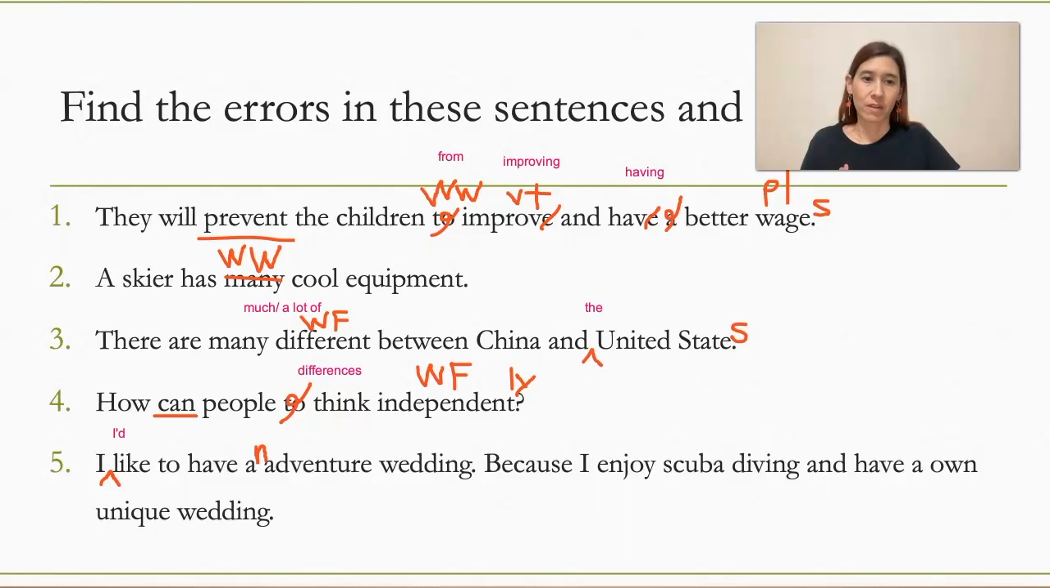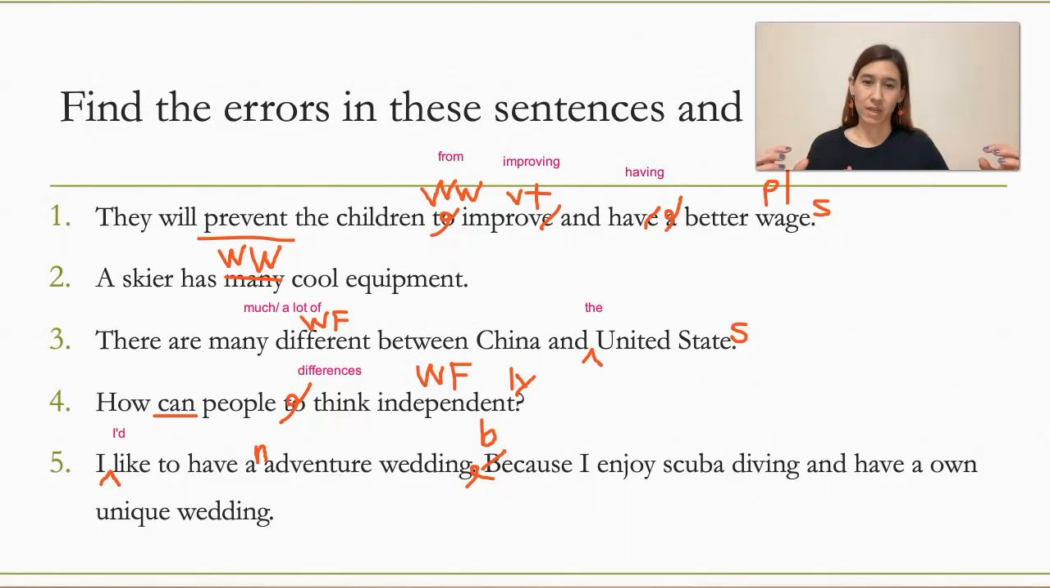Because I enjoy scuba diving, and this last part is actually not a complete sentence. When you add because here, now this is what we call a dependent clause. It's not a complete sentence. It needs to be added onto an independent clause or a complete sentence. So there's a couple different ways that you could have corrected this. So you can join the 2 sentences. If you did that, then you should have deleted the period and made this lowercase b. I'd like to have an adventure wedding because I enjoy scuba diving.